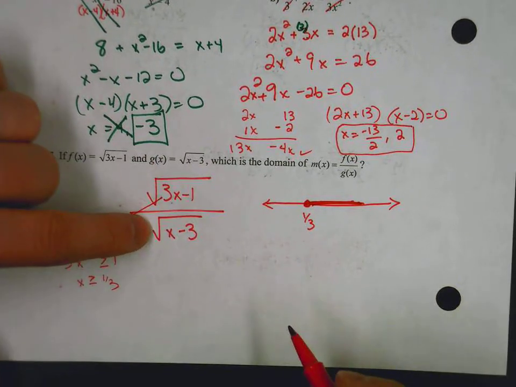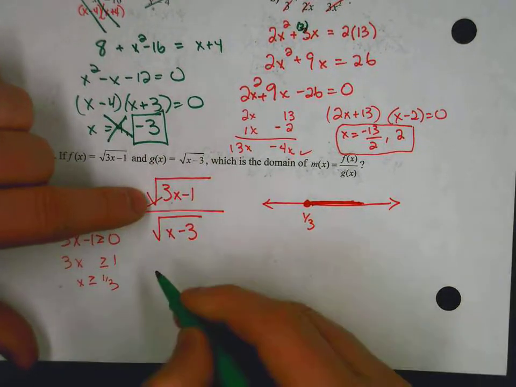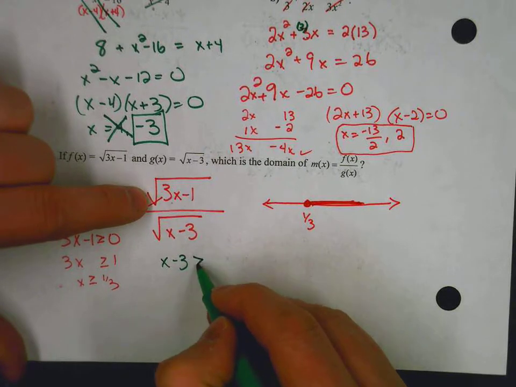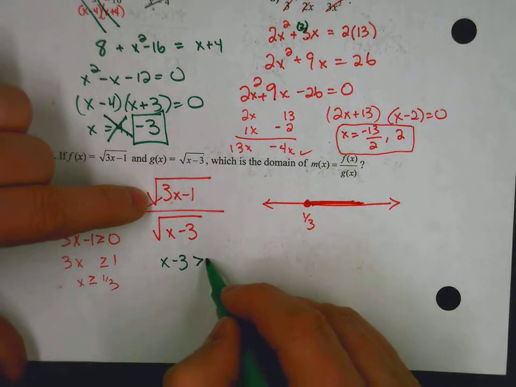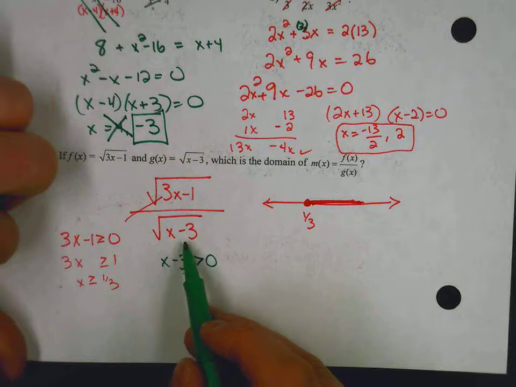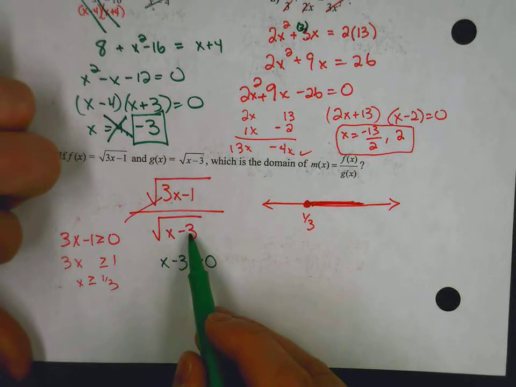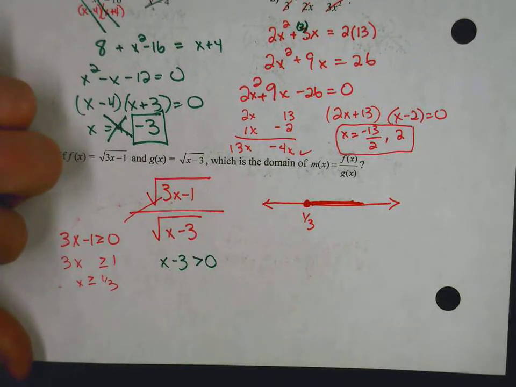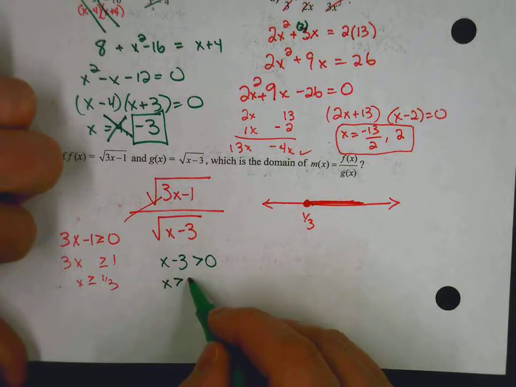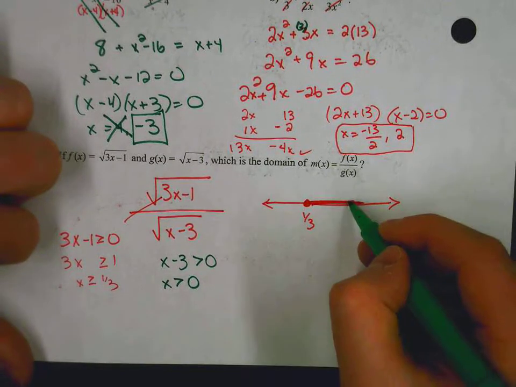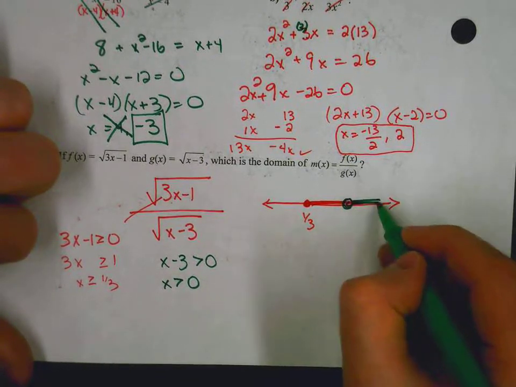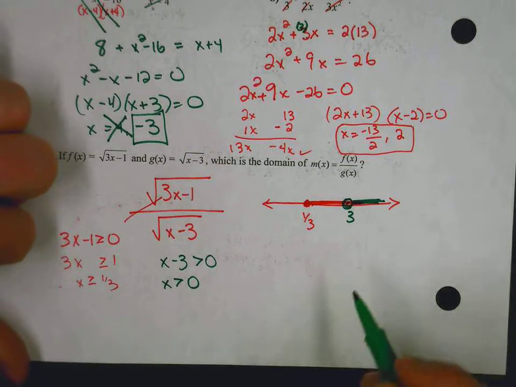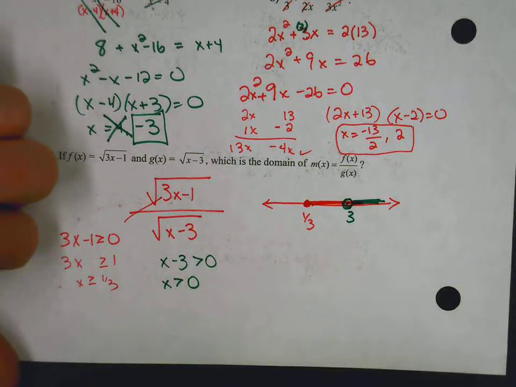The bottom says that x minus 3 has to be greater than, not or equal to 0, just greater than 0. Because if the bottom were a 3 minus a 3, the bottom would be a 0, and that's a problem as a division. So here we're saying x has to be greater than 3. Open circle at 3. So these x values have to work with everything.